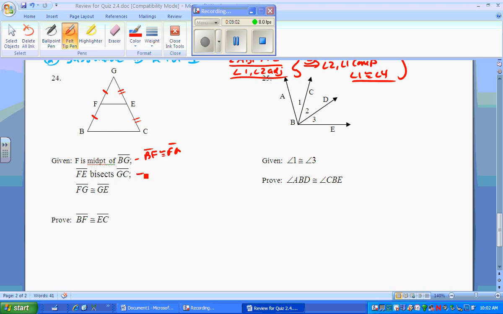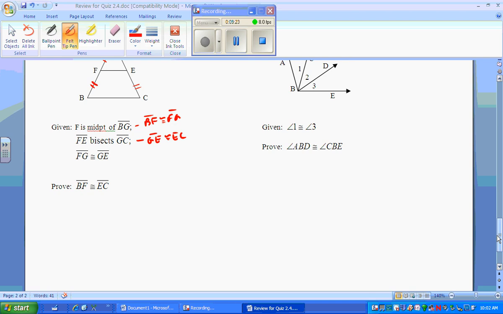So we got GE congruent to EC. And then we know that FG is congruent to GE, so that's a double marker. So this needs to be a double marker, which then makes this a double marker. So that means all 4 pieces are congruent. So then we can say BF is congruent to EC by substituting them in and rearranging them. So what is that proof going to look like?